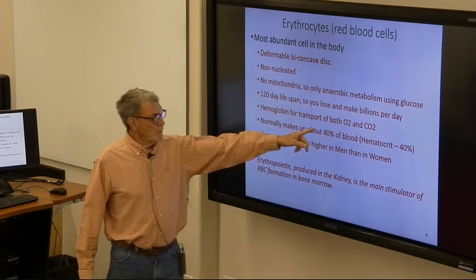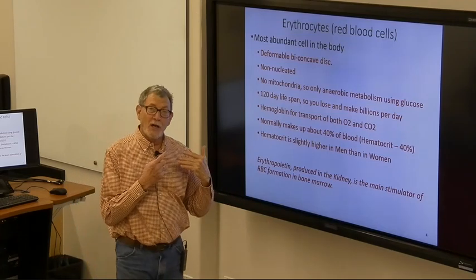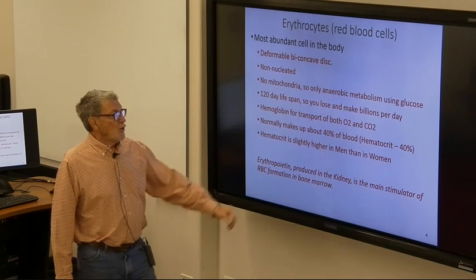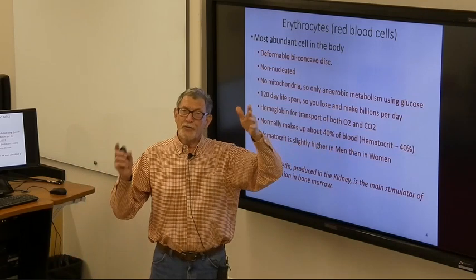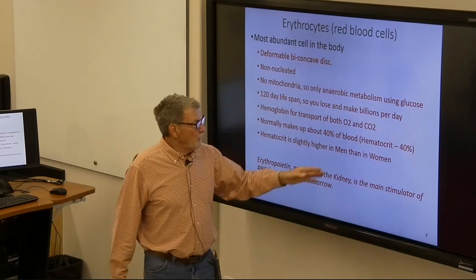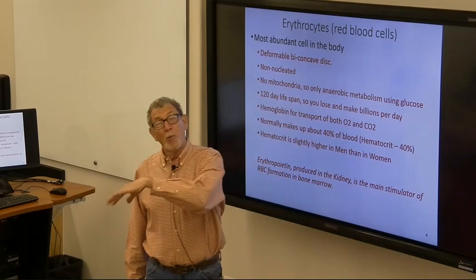They have hemoglobin, which transports oxygen to the tissues and carbon dioxide back. Your hematocrit is the part of your blood which is actually red blood cells. It's somewhere around 40%, a little bit less in women, a little bit more in men.